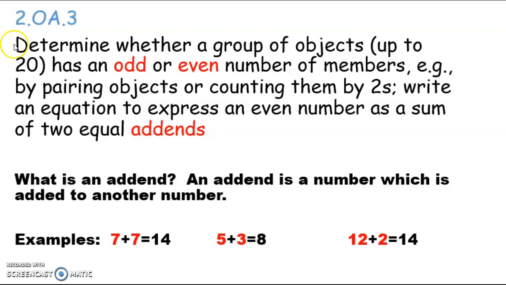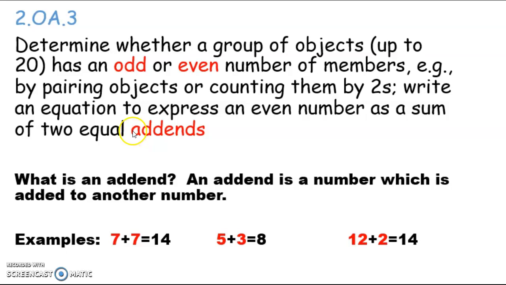This week, our objective is to determine whether a group of objects up to 20 has an odd or even number of members, for example, by pairing objects or by counting them by twos. And also, we want to write an equation to express an even number as a sum of two equal add-ins.